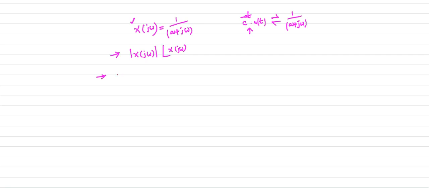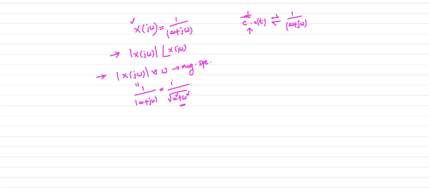How can you find out the magnitude spectrum? The magnitude spectrum is nothing but the modulus of X of j omega versus omega. So how can you find out mod X of j omega? Mod X of j omega is 1 by mod of a plus j omega, which is 1 by square root of a squared plus omega squared. So this is your mod X of j omega.